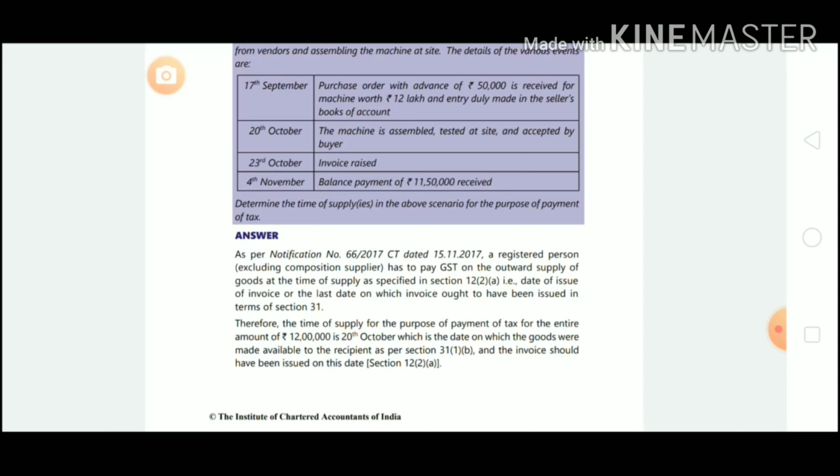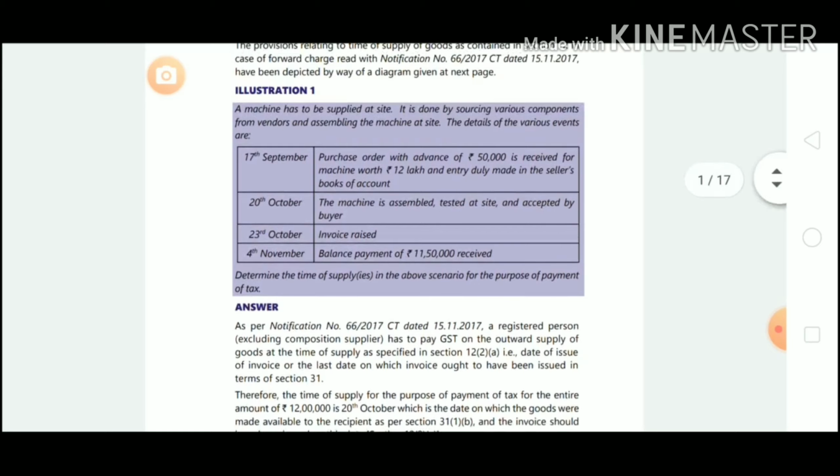Therefore the time of supply for the purpose of payment of tax for the entire amount of 12 lakhs rupees is 20th October, which is the date on which goods were made available to the recipient as per section 31 subsection 1 clause B, and the invoice should have been issued on this date, section 12 subsection 2 clause A. Okay, hope this question is clear.